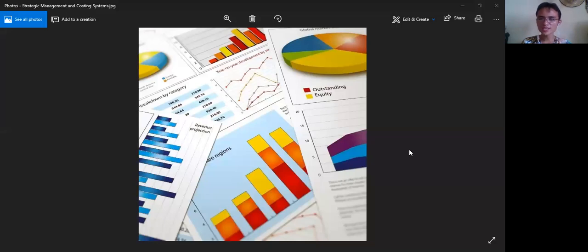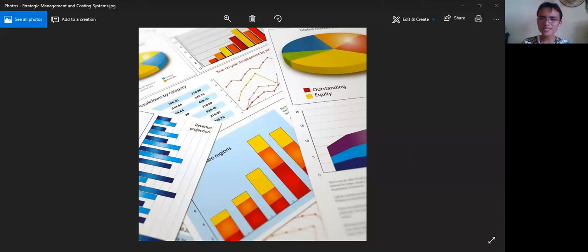Good day, everyone. This is the second part of strategic management and costing systems. In the previous session, we discussed two items: activity-based management theory and costing, the technique. After that, we have, of course, the product life cycle costing. So both the theory and the costing.